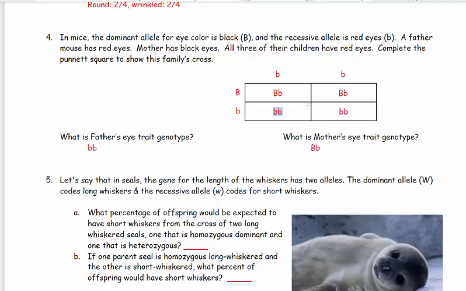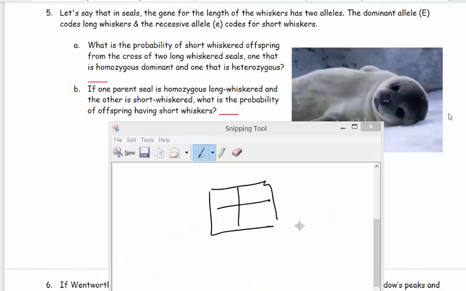Alright, let's pause it again, read through number 5 and number 6, and we'll go through answers in just a moment. Pause it now. Okay, let's get started on question number 5. I have just a quick snipping tool with the empty Punnett square just to help me out as I'm thinking through question 5a. It talks about finding the probability of short-whiskered offspring if we have 2 long-whiskered seals.